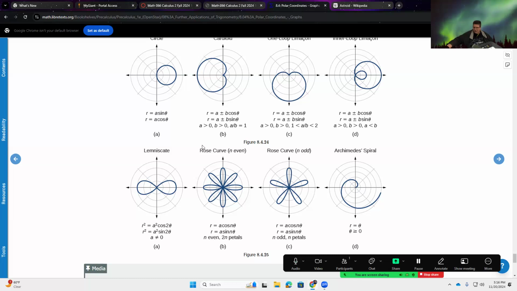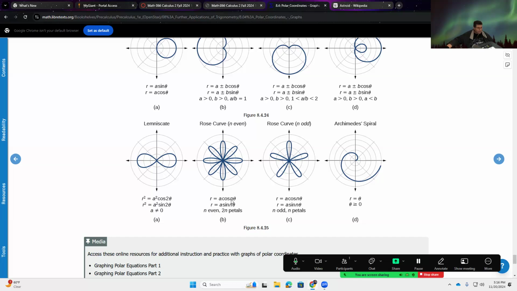The roses fall into these similar patterns. They're both here, cosine n theta. If n is odd, it makes a rose with n number of petals. If n is even, it makes a rose of 2n number of petals. That's only helpful to remember what it's going to look like. You really shouldn't rely on that kind of thing for plotting this. You should just make a table.